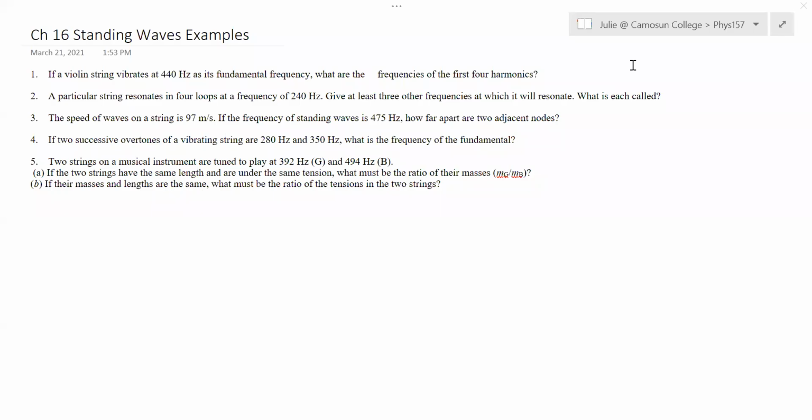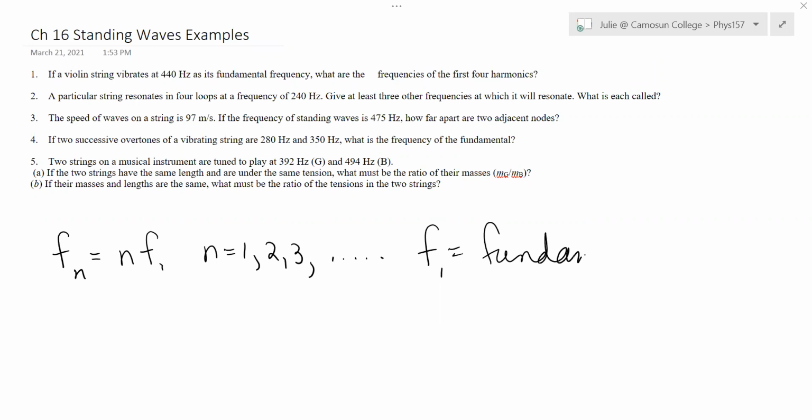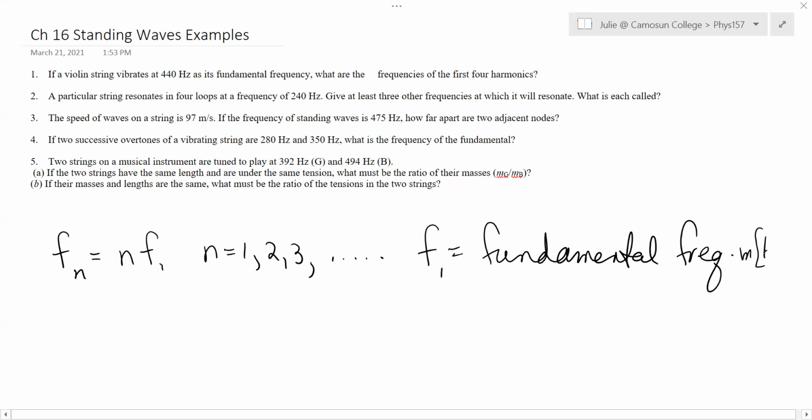This is a video of some examples of standing waves on a string. So the basic equations for standing waves on a string are that the frequencies of the normal modes of oscillation are integer multiples of the fundamental frequency, where F1 is called the fundamental frequency. And that would be in hertz.